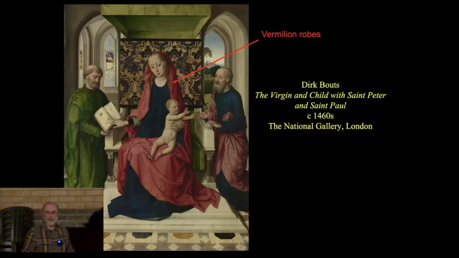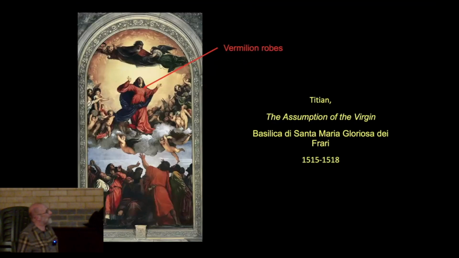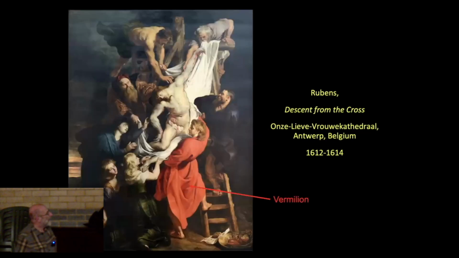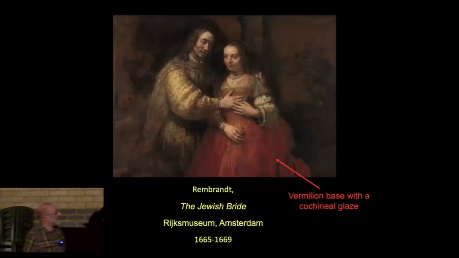So she's gone through quite a lot of changes. I mean, she's been done in green, she's been done in blue and red, and we've got vermilion here. And again, on this one here by Titian. And in this case, somebody helping Jesus down from the cross, we've got vermilion used in his robes. And finally, as a base with a special coloured glaze to bring out the red colour, a cochineal glaze.